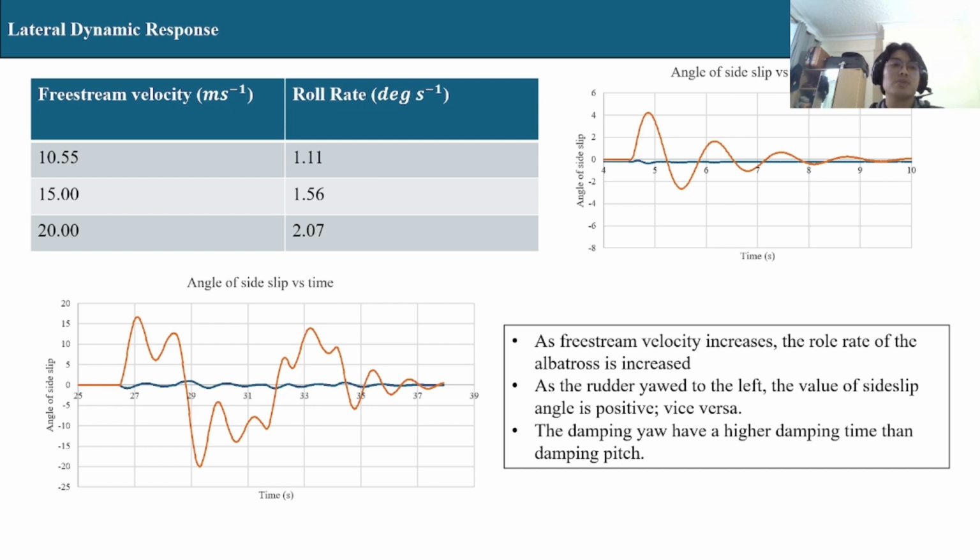So in terms of the lateral dynamic response, as the free stream velocity increases, the roll rate of the Albatros increases. And secondly, as the rudder yaws to the left, the value of the side slip angle is positive, and vice versa. And thirdly, the damping yaw has a higher damping time than the damping pitch.